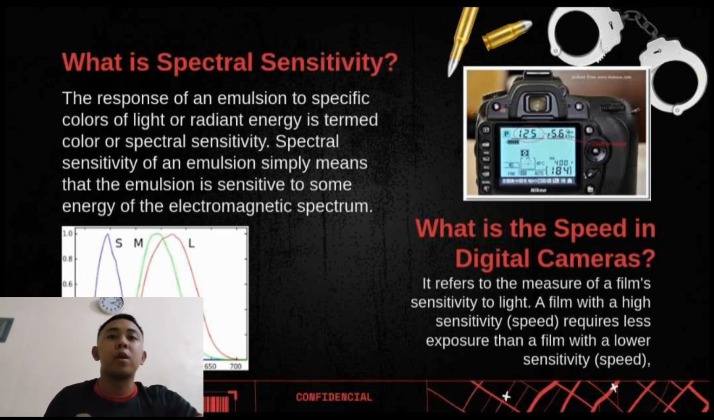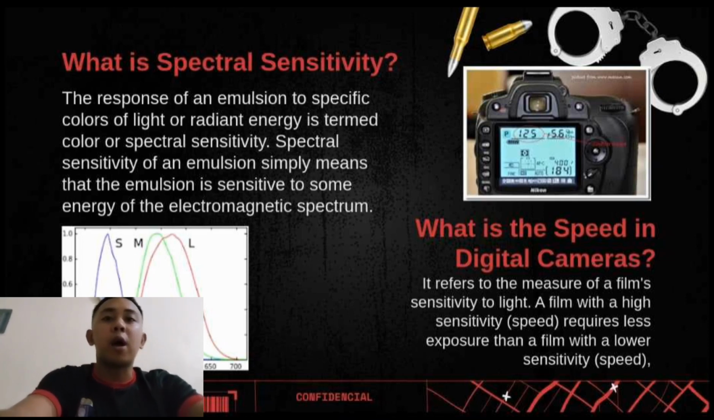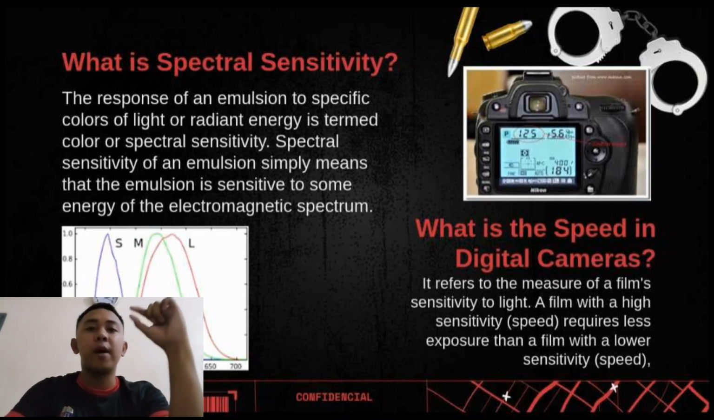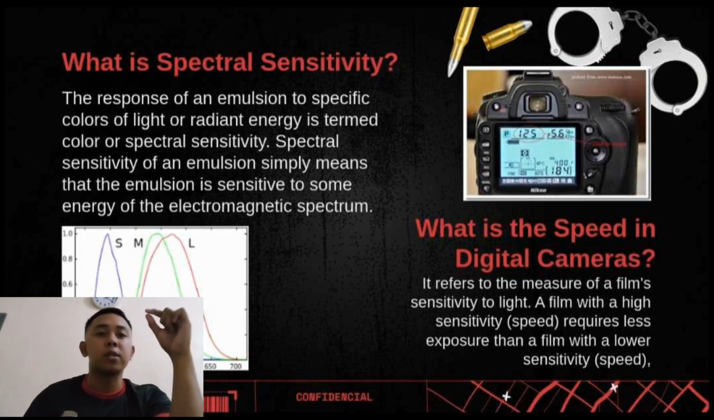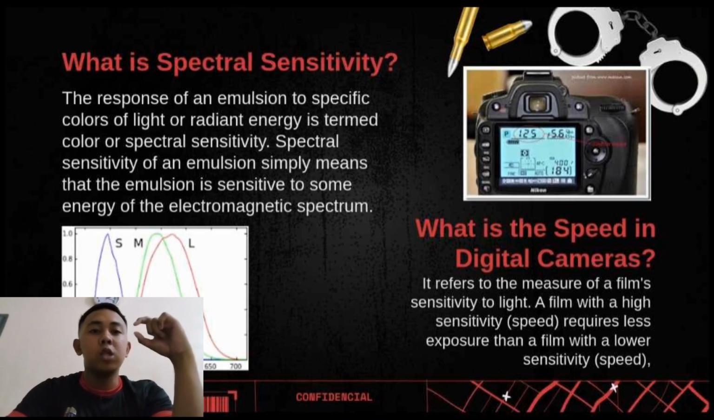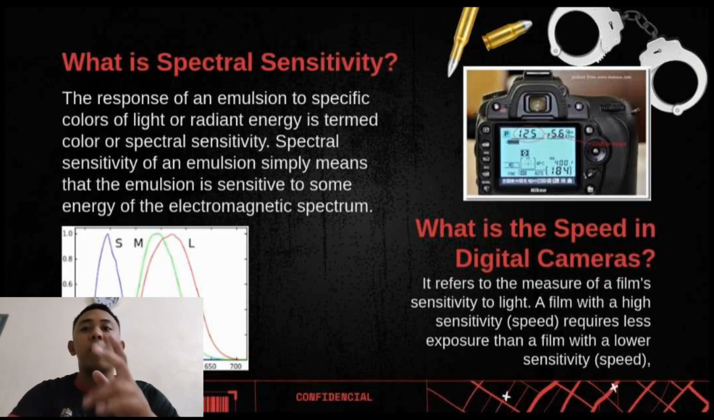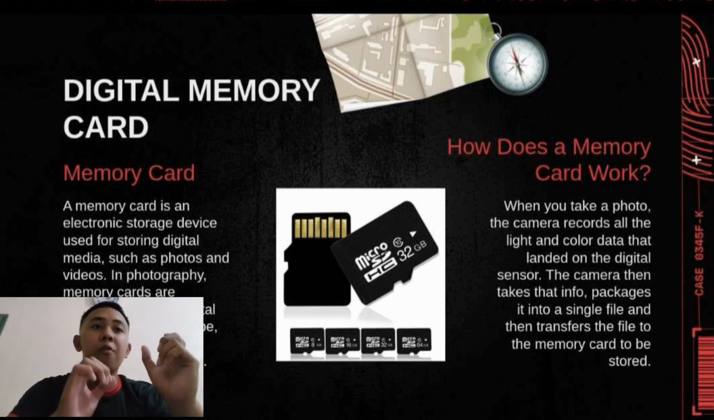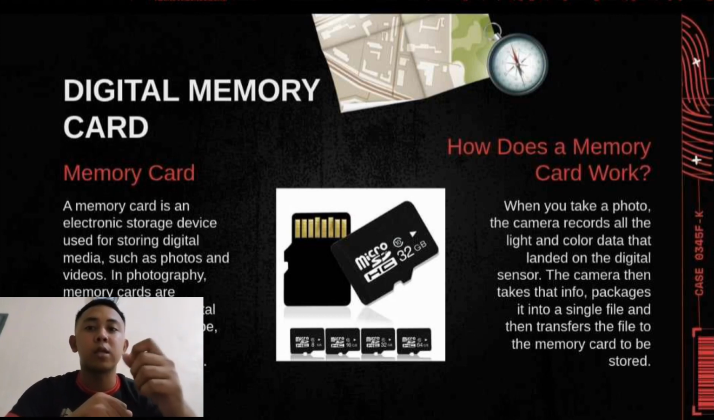So, what is a digital memory card? A memory card is like a small storage device that you can put in a smartphone or digital camera. A memory card is an electronic storage device used for storing digital media such as photos and videos. In photography, memory cards are commonly used in digital cameras, varying in type, form factor, capacity, speed, class, and brand.